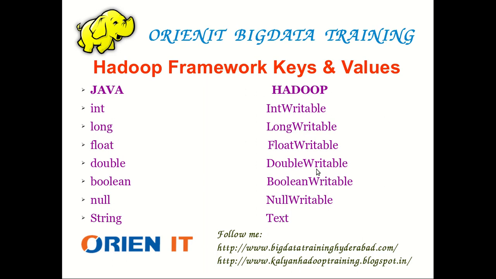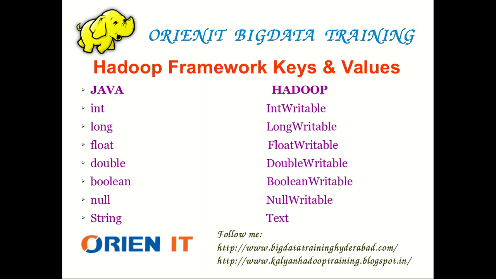Along with this, the framework gives you an option to do customization. I want to write a Kalyan writable, or an ORIENIT writable, with some functionality in each, maybe a combination as composite keys. All these things are easily implementable in Hadoop. If you want to know more information about that, you can always meet me at our ORIENIT.